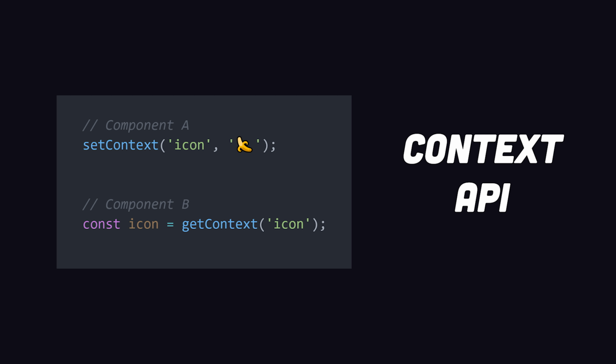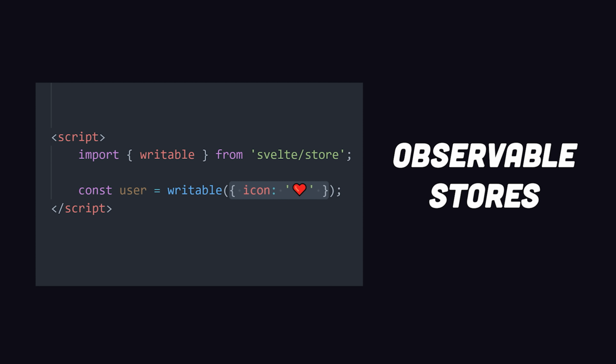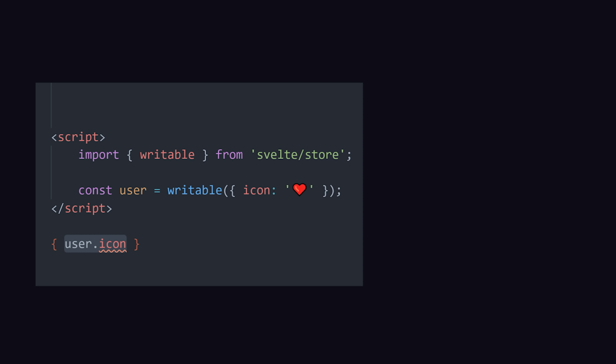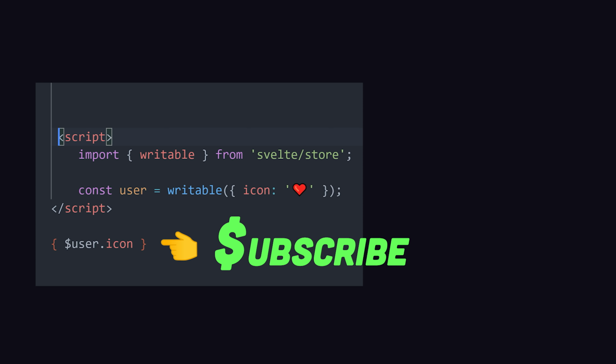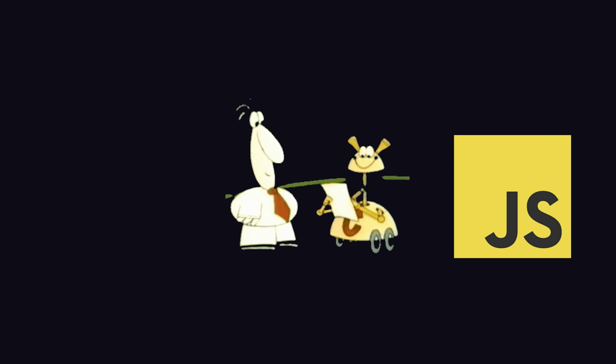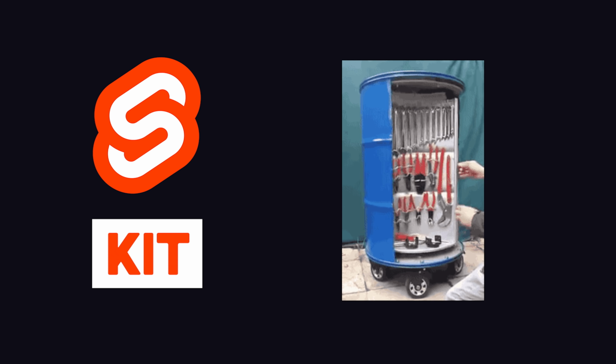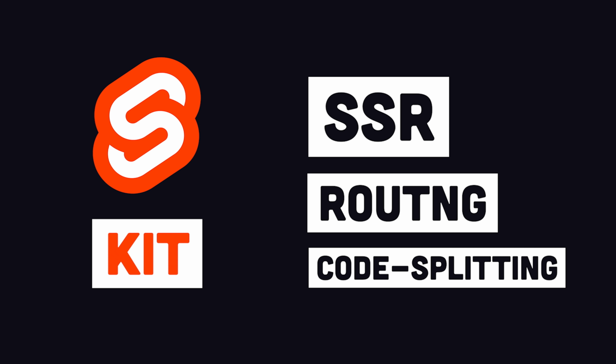And if that wasn't enough, Svelte also has a really nice mechanism called stores, which are like observables that can be shared anywhere in the component tree and subscribed to in the template by putting a dollar sign in front of them. After you've built an awesome UI, you can then use the compiler to convert it to vanilla JavaScript. And if you're building a full-blown web application, you can use Svelte Kit to quickly implement server-side rendering, routing, and code splitting.